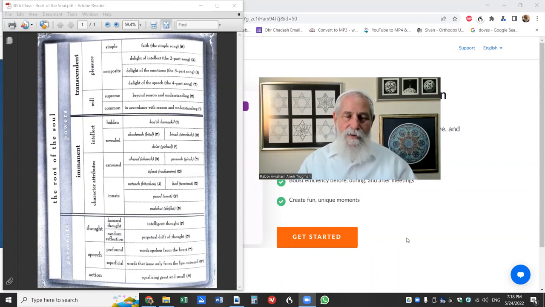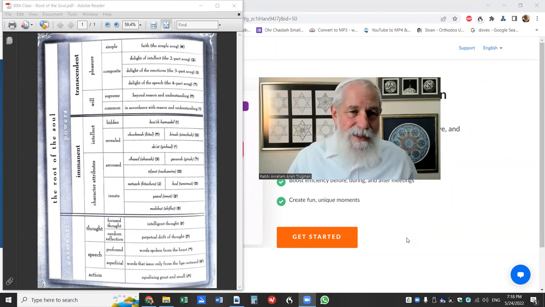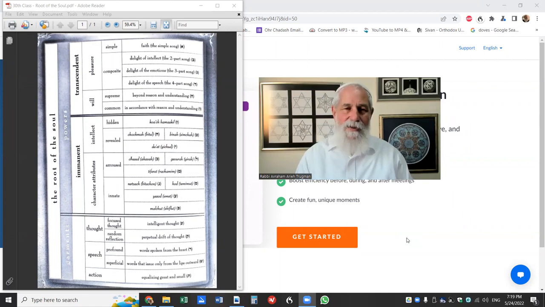But we use the same words when relating to the soul, because we are created in the image of God. So just like God has a transcendent nature and an imminent nature, so does the soul. Okay, now we're going to move more towards the right, and we'll see that the transcendent powers of the soul are pleasure and will.